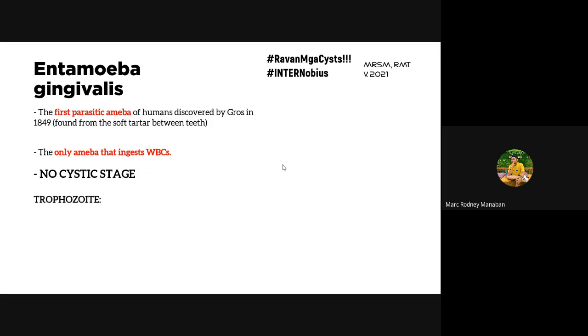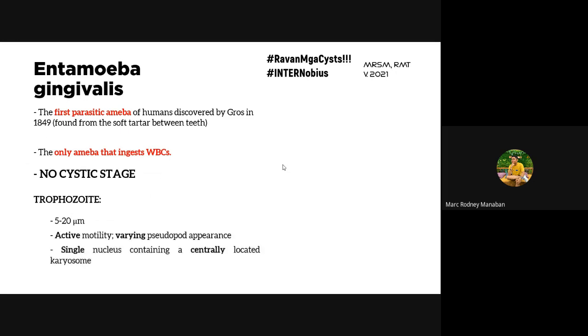So, na siya trophozoite. The trophozoite, 5 to 20 micrometers, active motility, single nucleus containing centrally located karyosome, and finely granular cytoplasm, and a very important inclusion is WBCs. The trophozoite can also ingest RBCs, but it's not common. Okay? Mas common dyan po ng E. histolytica na mo ingest of RBCs. Okay? So your E. gingivalis, WBCs ang pinaka-important na inclusion sa iyahang cytoplasm.